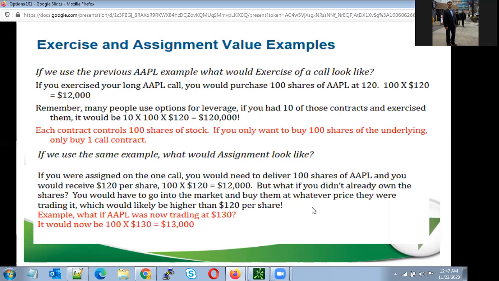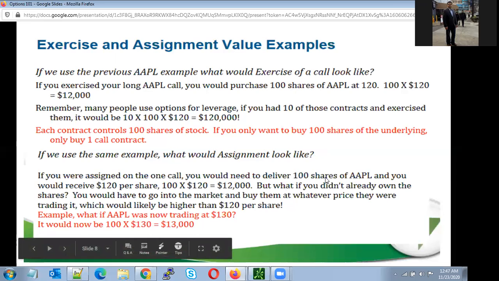because that happened with Amazon. Amazon was assigned on one side of the assignment, so that was too much money. If you use the same example, what would assignment look like? If you were assigned a call, you would need to deliver 100 stock of Apple if you are on the seller side, and you would receive 120 per stock.